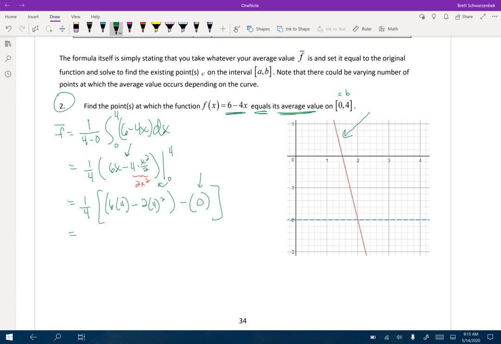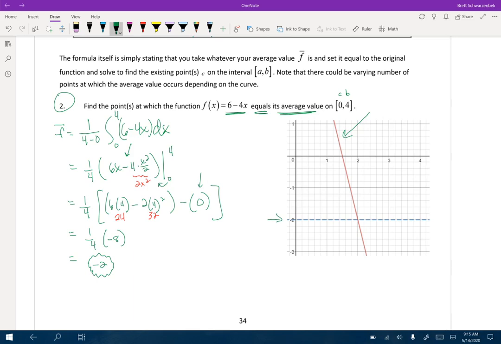So worth noting that this is 24 and this is 32. So if we do the math for this, we're going to get 1/4 of -8, which is going to give us -2. Okay, so I'm going to put a cloud here. This is not the answer. It's just the average value of the function. So if you go to the graph, you'll see that the average value of the function has been marked by a dashed line at y is -2.